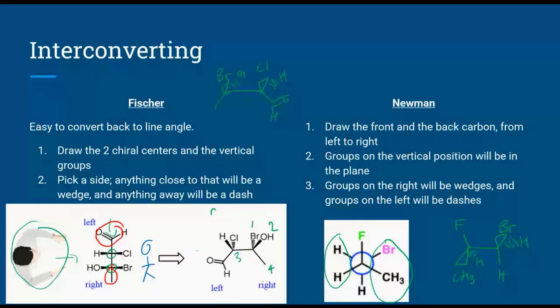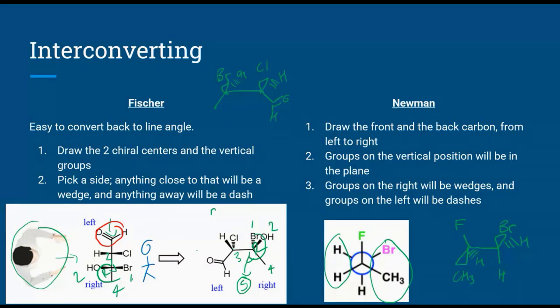So it's going to be R, but because the number 4 is not on a wedge, we're going to say S. Let me check on the Fisher here. So we have 1, 2, 3, 4. So, okay, it's actually R.